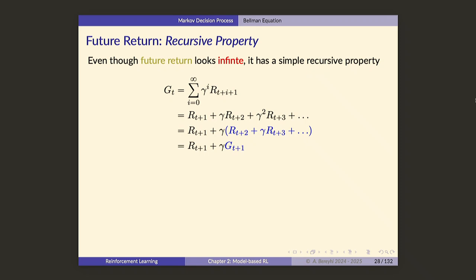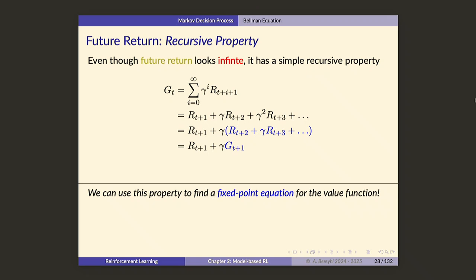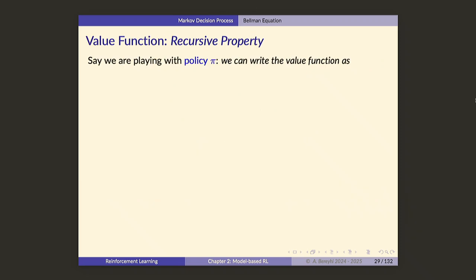So this is a kind of recursive property, because it tells you that the next time reward is somehow related to your current time future return. And then we can use this fact to develop a fixed point equation, which is going to make the evaluation of the value function much easier for us. How can we do it? Let's say that we are playing with a particular policy pi. If I want to compute the value, I look at the future return and take the expectation with respect to policy pi. This is the definition of the value function.